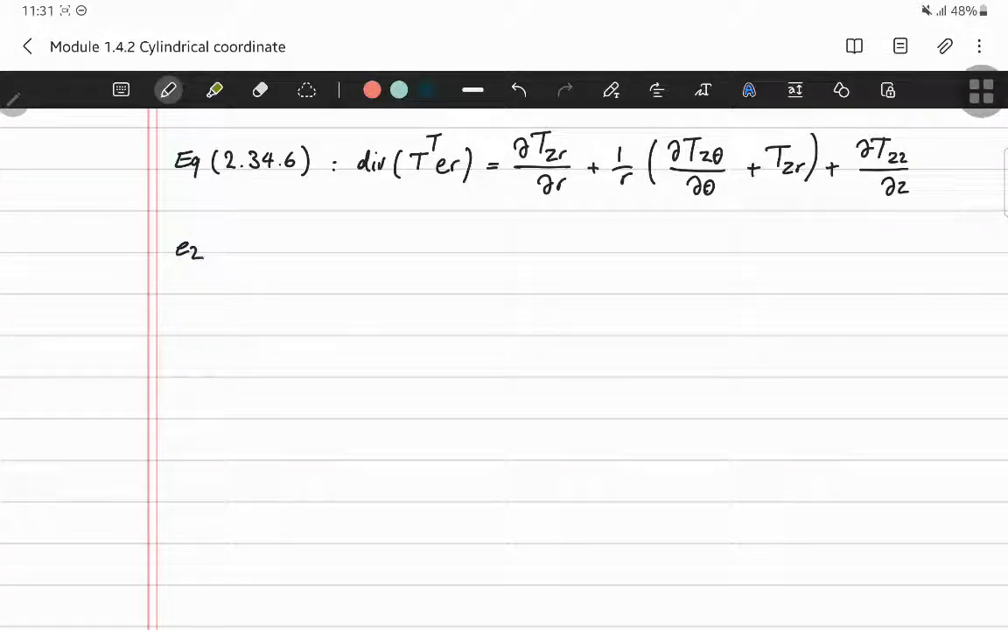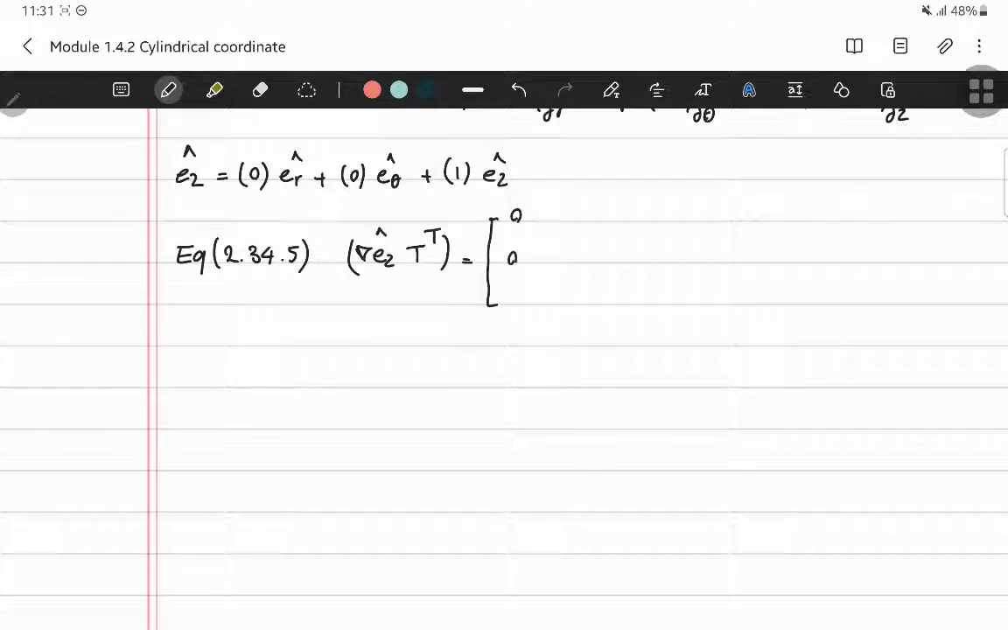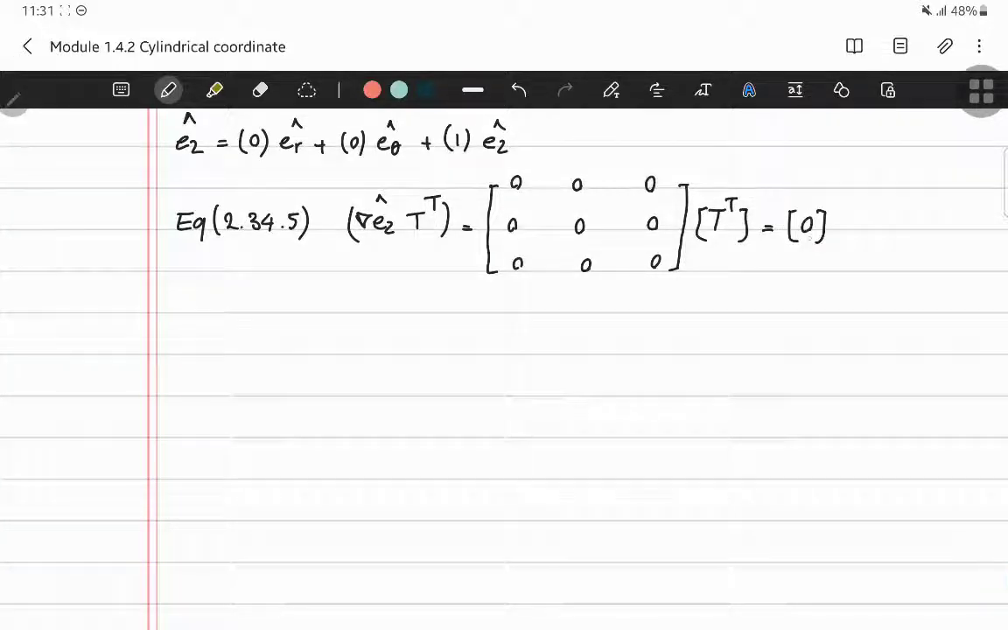And then I have this e_z here, so I can write it as 0 e_r plus 0 e_theta plus 1 e_z here. And this equation here, equation 2.34.5, gives the gradient of e_z. So if I multiply it by T transpose here, I'm going to have 0 0 0 0 0 0 all 0. Then I have T transpose, which becomes 0. And it is a tensor, of course.